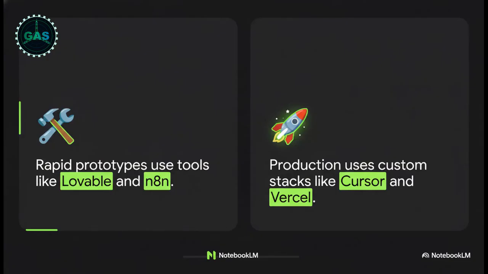Now, while a drag-and-drop prototype using tools like Lovable or n8n is fantastic for validating your idea quickly, scaling that idea requires transitioning to a real production infrastructure. Today, we're focusing purely on that production stack. We'll be using a local IDE like Cursor, advanced models like Claude, and deployment platforms like Vercel. This is how you build something custom and truly scalable.